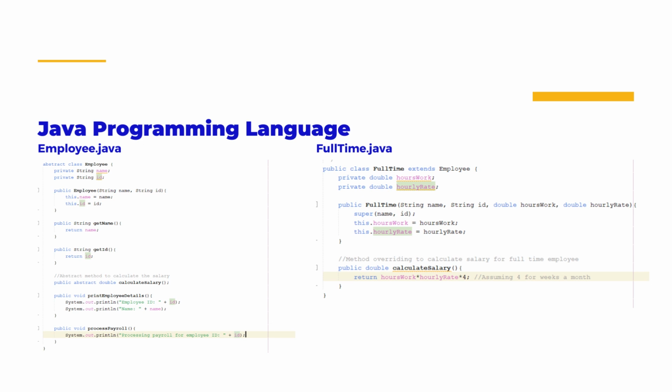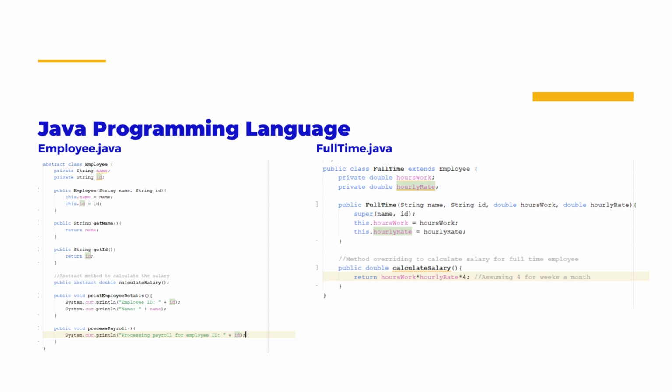Next, the class declares an abstract method, calculateSalary. Being abstract, it doesn't have an implementation in the Employee class, so subclasses of Employee must provide their own implementation for this method. The printEmployeeDetails method prints the employee's ID and name to the console, and the processPayroll method prints a message indicating that the payroll is being processed for the employee with a specific ID. This Employee class is declared abstract, which means it cannot be instantiated directly.